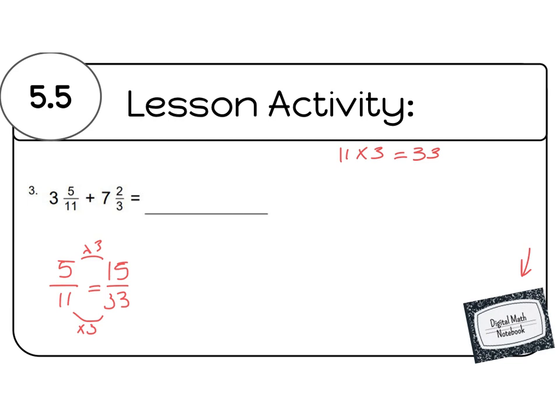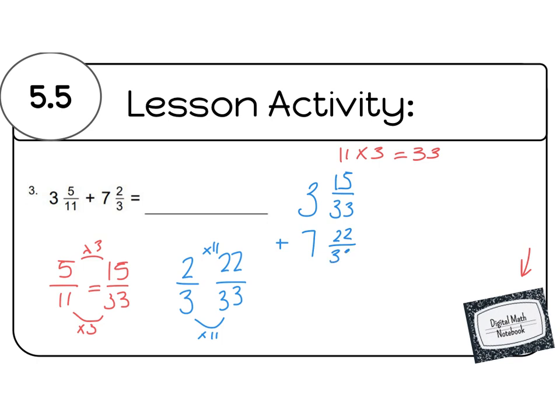Now we're going to do the same thing with the 7. So we need to change 2/3 into something over 33. In order to change a 3 into a 33, we multiply by 11. So if I multiply by 11 on the bottom, I have to multiply by 11 on the top. 2 times 11 is 22. So now I'm going to rewrite my problem on top of itself. So I have 3 and 15/33 plus 7 and 22/33.